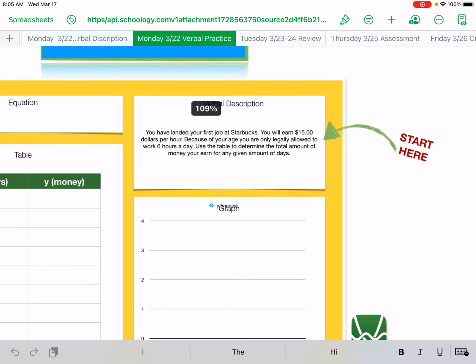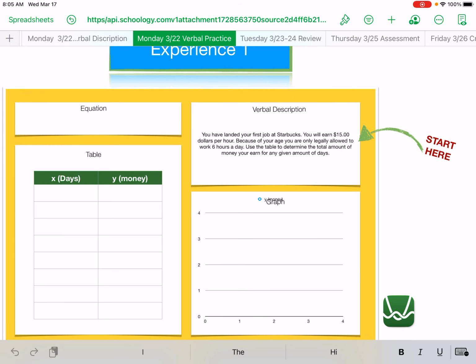Hello. Today we're going to be talking about verbal description. We're giving you the verbal description and we're going to create an equation, a table, and a graph. We're also going to show you how to access the Desmos graphing calculator app.